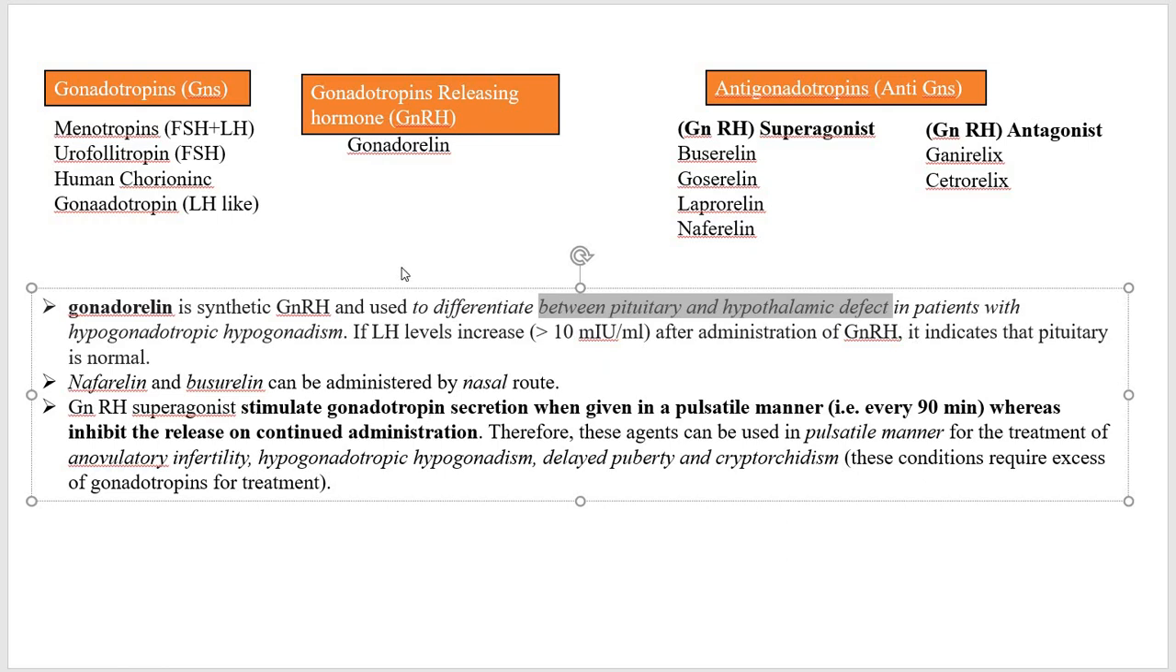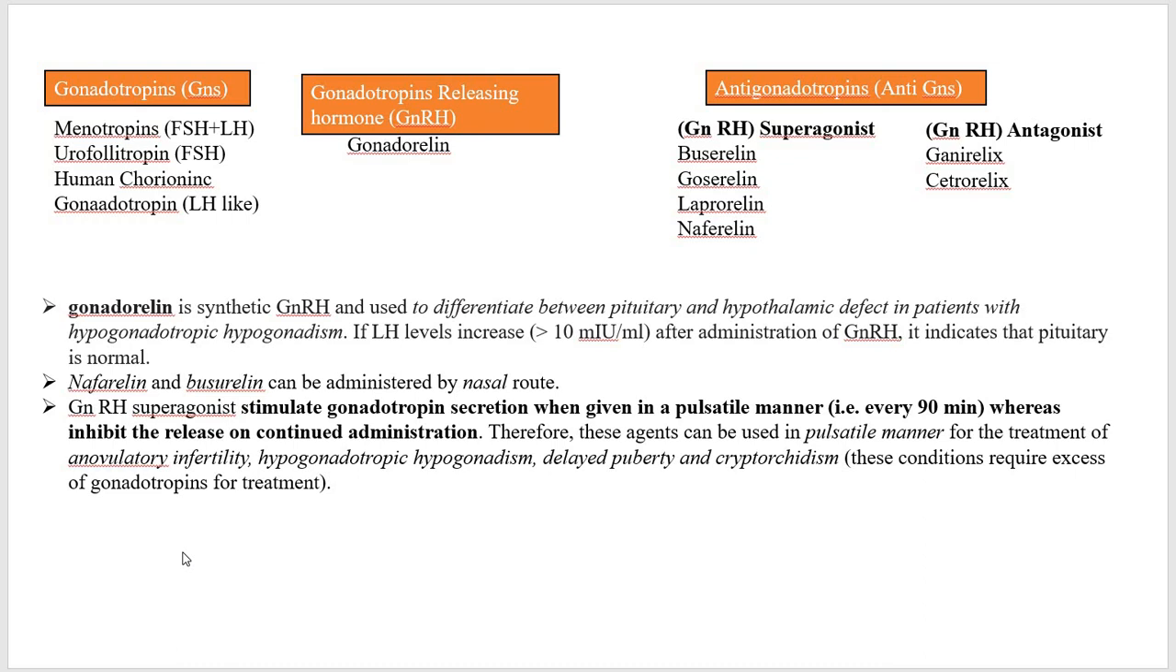So that is to determine that defect, gonadorelin is used. Then next one is nafarelin and buserelin. These can be administered by the nasal route, intranasal. Then gonadotropin releasing hormone superagonists stimulate the gonadotropin secretion when given in a pulsatile manner. Pulsatile manner means after every 90 minutes.